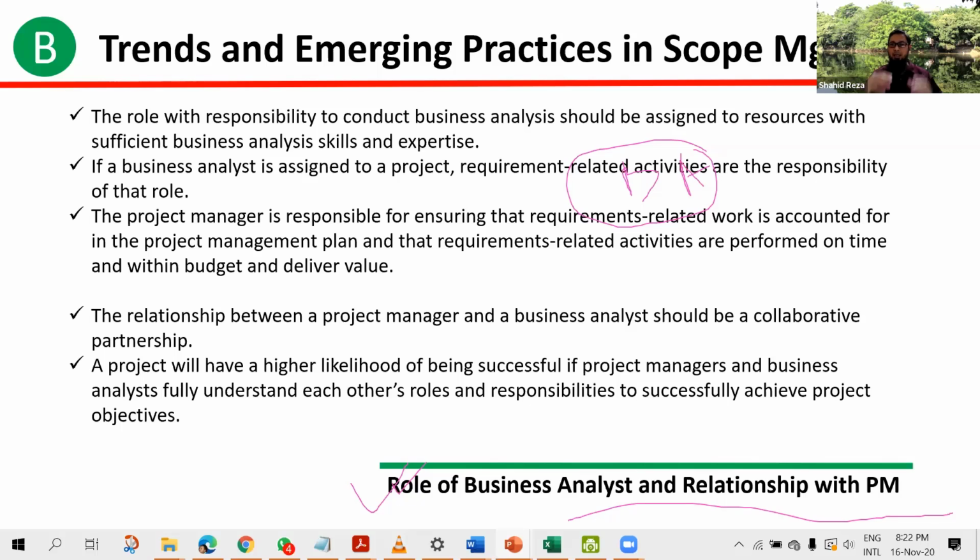So at the beginning of the project, when we are collecting requirements, the business analyst and the project manager team will work closely to understand the scope and the requirements of the project.